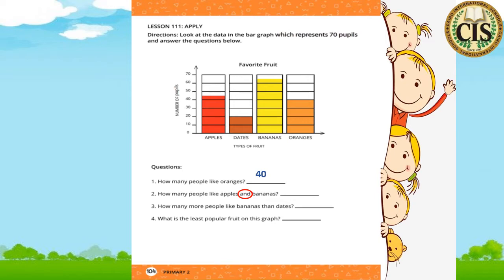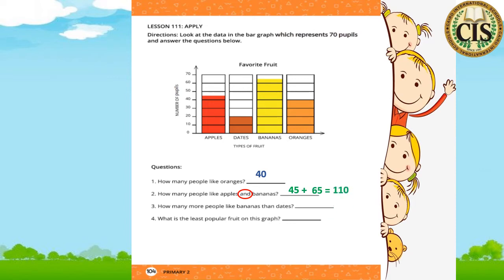So, how many people like apples? Go to the apples bar and look at the top. Oh, it's between 40 and 50. So what shall we do? We will write the number in the middle between 40 and 50, which is 45. How many people like bananas? Go to the bananas bar and look at the top. It's between 60 and 70, in the middle between 60 and 70. So we will write 65. 45 plus 65 equals 110.